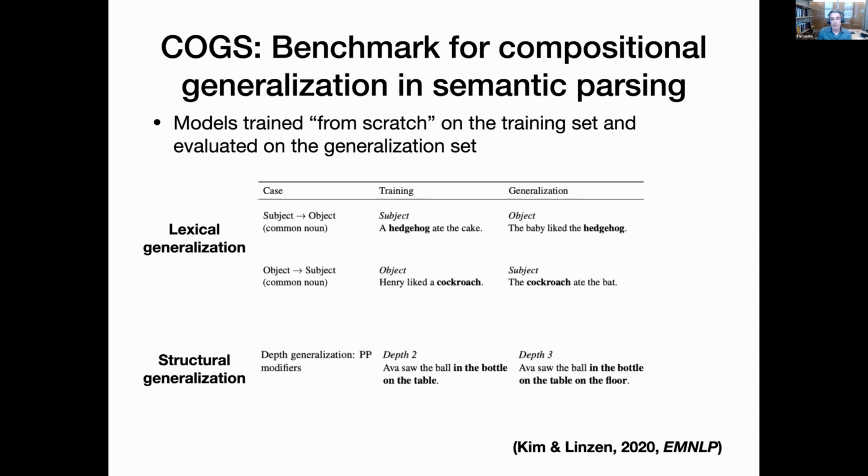So we created this training test split where we strategically withheld from the training set certain combinations of primitives and constructions. So the word hedgehog was only seen as a subject in training, but then in the generalization it had to be interpreted as an object. Or in the structural generalization case here, there were only noun phrases with 2 prepositional phrase modifiers in training, but then in tests, we had noun phrases with 3 prepositional phrase modifiers.